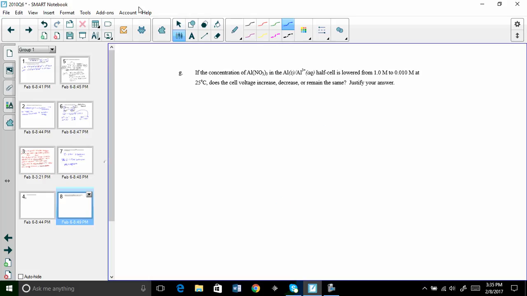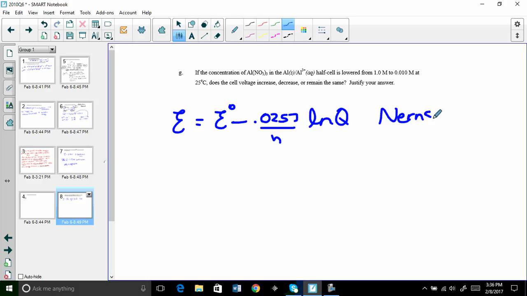Now, this is the hardest problem because this is the Nernst equation. And so here's the deal. This is what you need to think. All right, so here's the Nernst equation. The cell voltage at non-standard conditions is equal to the cell voltage at standard conditions minus 0.0257 over N times the ln of Q. This is the Nernst equation. It's not on the test anymore. So here, you just got to say if it increases, decreases, or remains the same.